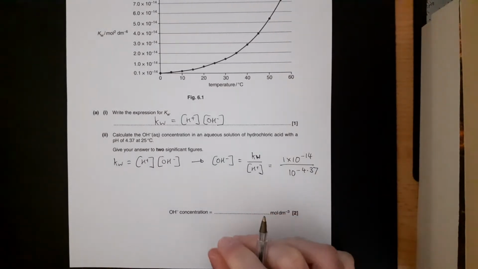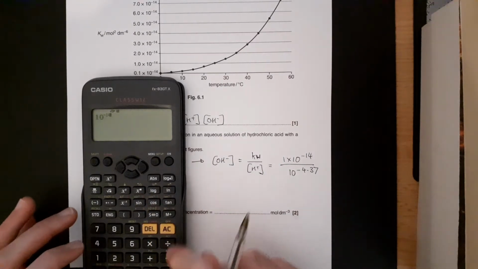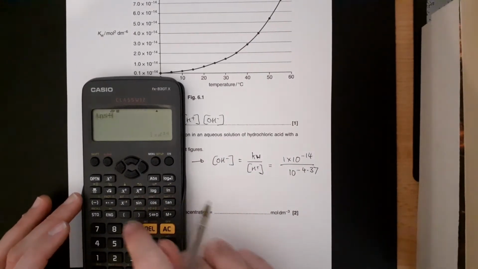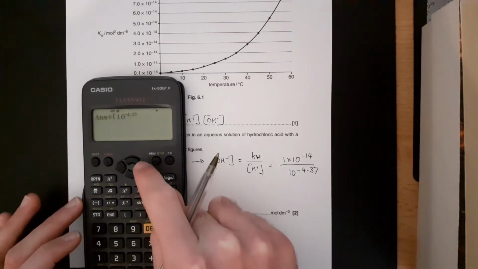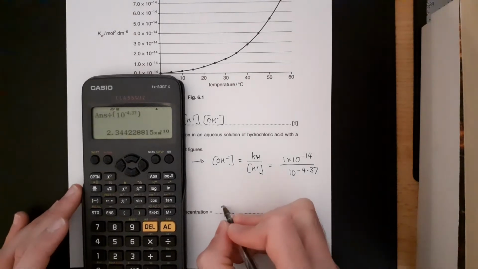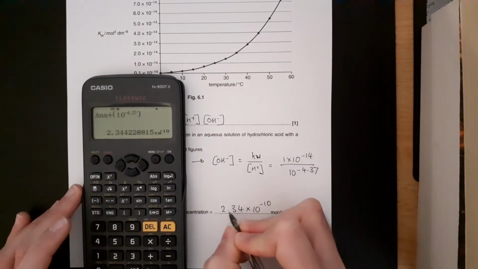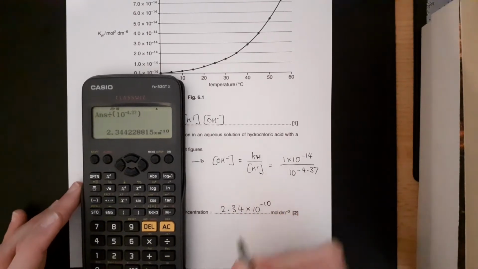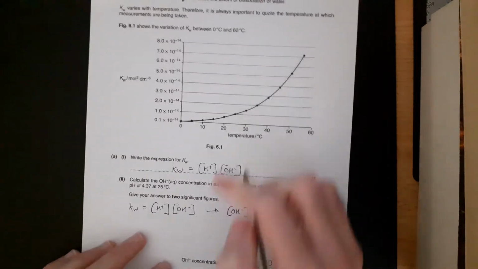So therefore, we just need to work that out. 10 to the minus 14 divided by 10 to the minus 4.37 is 2.34 times 10 to the minus 10. So again, it is a very, very low concentration, which is what we were expecting. Right, we haven't actually had to do anything with this graph yet.